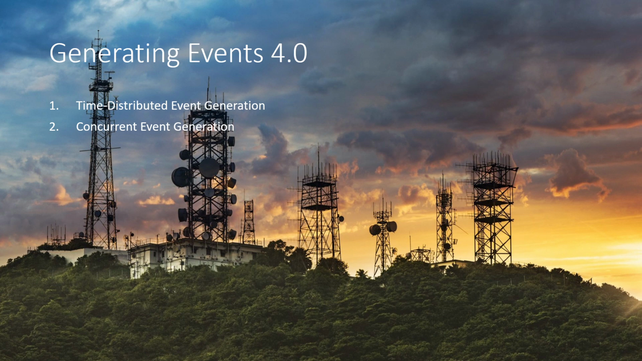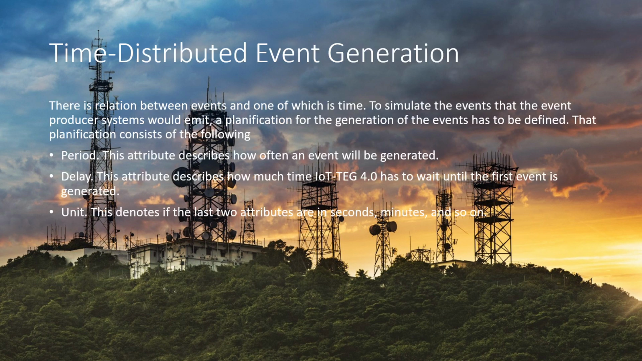There are two things. First of all, time distributed event generation, and the second one is concurrent event generation. So the first one, how it works. There is a relation between event and time. To simulate the events that the event producer system would emit, a planification for the generation of the events has to be defined. That planification consists of the following.